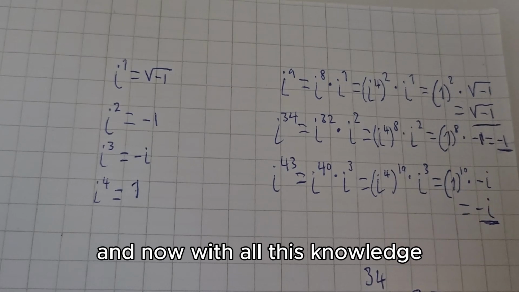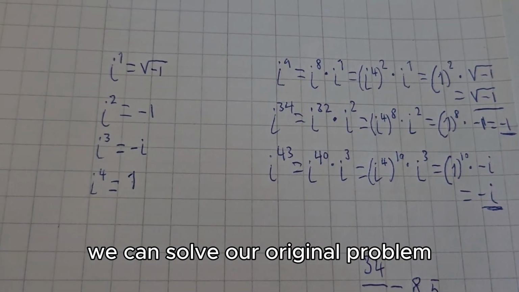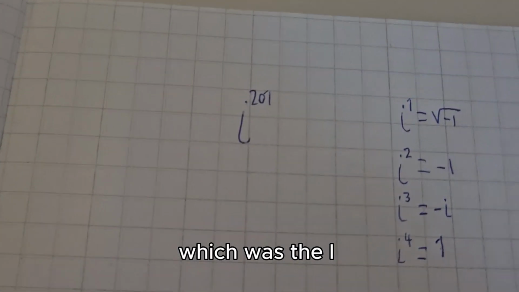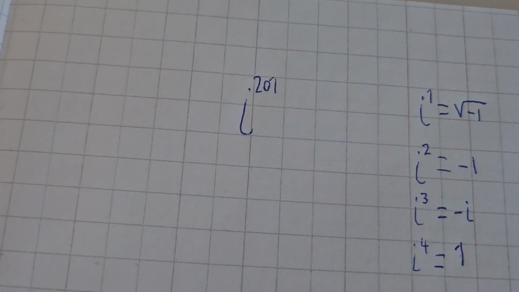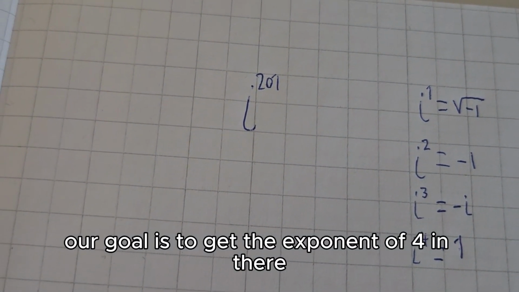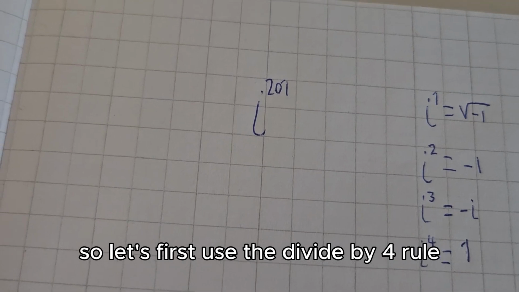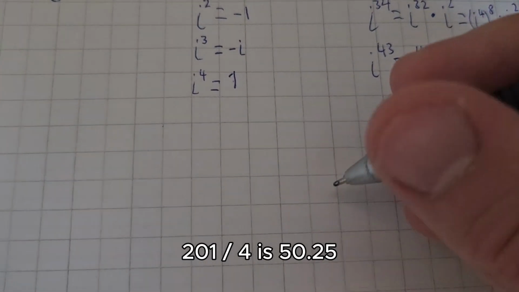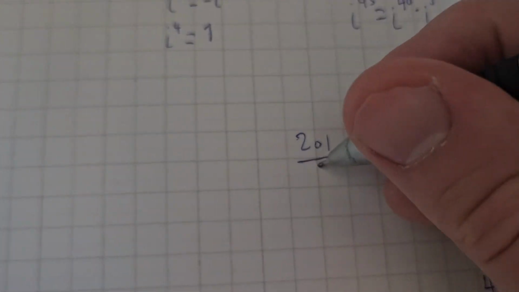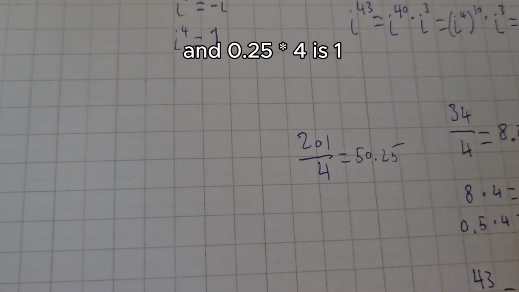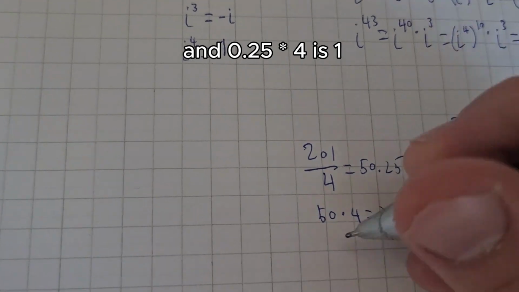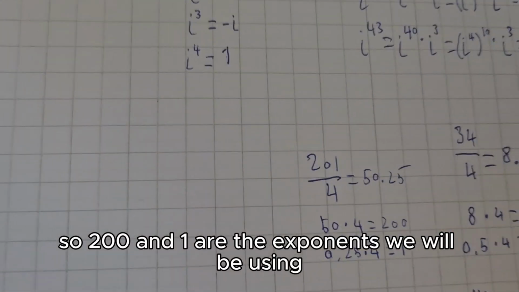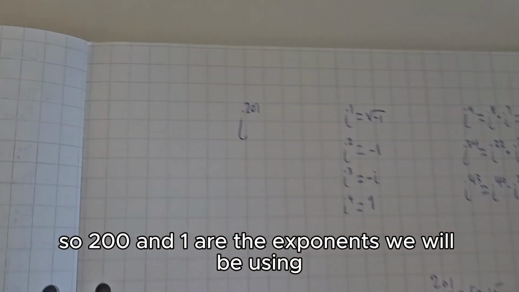And now, with all this knowledge, we can solve our original problem, which was i to the power of 201. Our goal is to get the exponent 4 in there, so let's first use the divide by 4 rule. 201 divided by 4 is 50.25. 50 times 4 is 200, and 0.25 times 4 is 1. So 200 and 1 are the exponents we will be using.